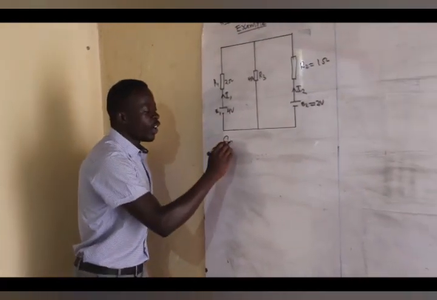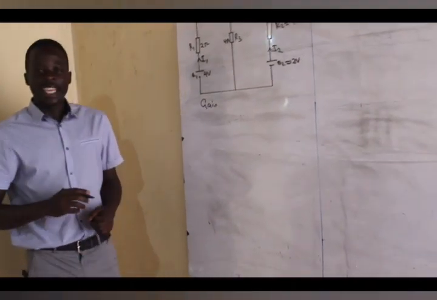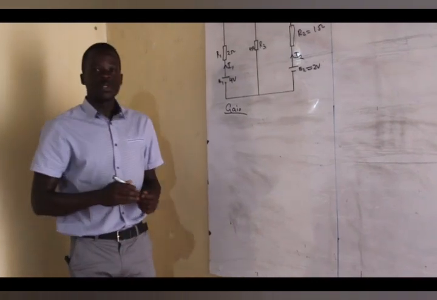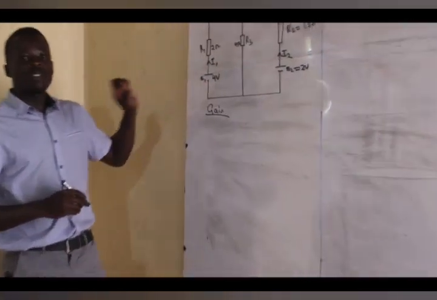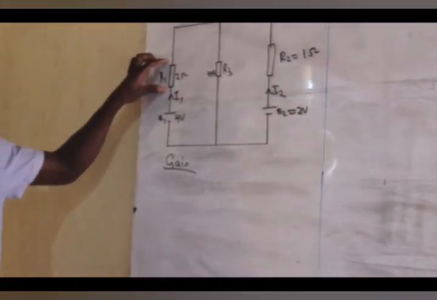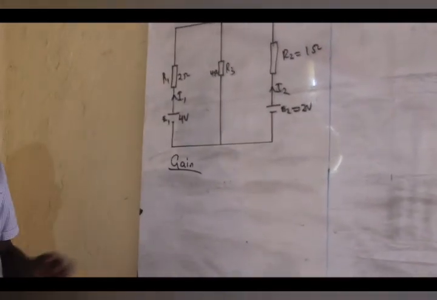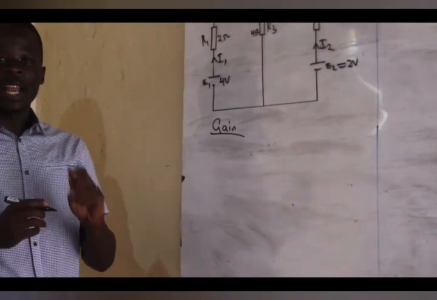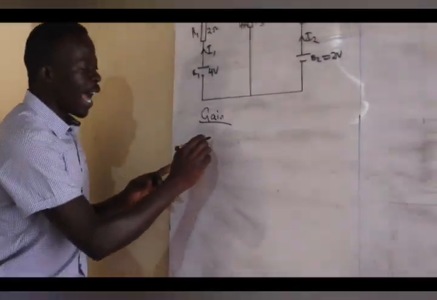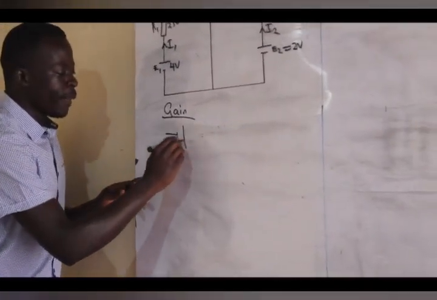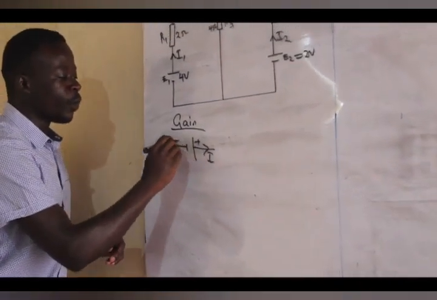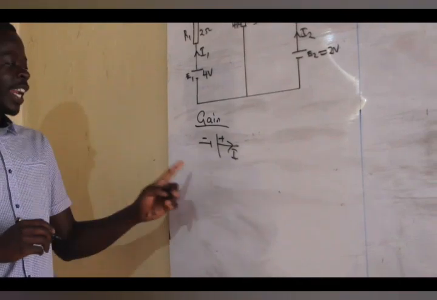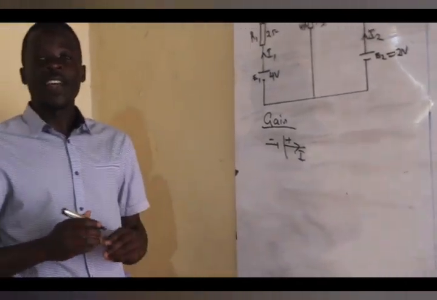So how will you know that there is a voltage gain in a circuit? We normally have two parameters. We have a source, and we have resistance and current flowing through the resistance. For the gain, it means it is a plus. For you to have a gain in a current source, it means current is flowing from positive to negative. So when current is flowing from positive to negative, that one is a gain.